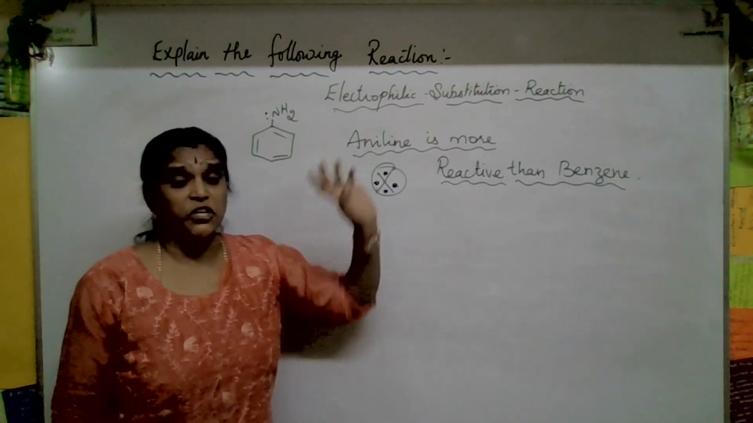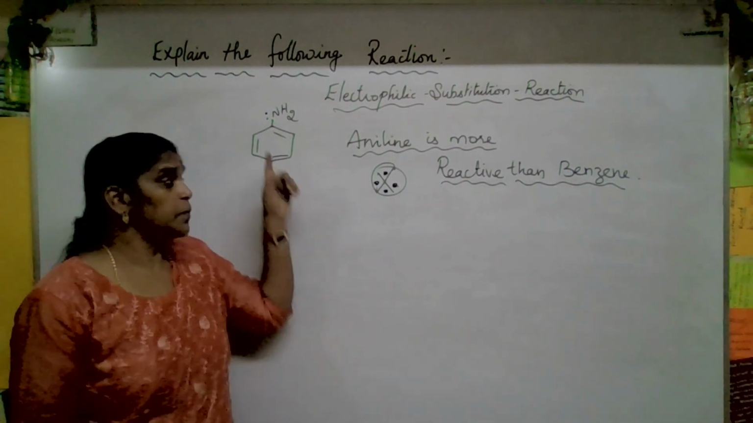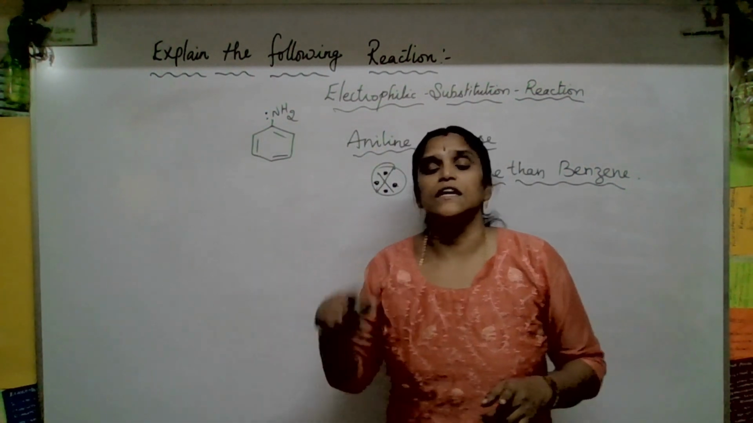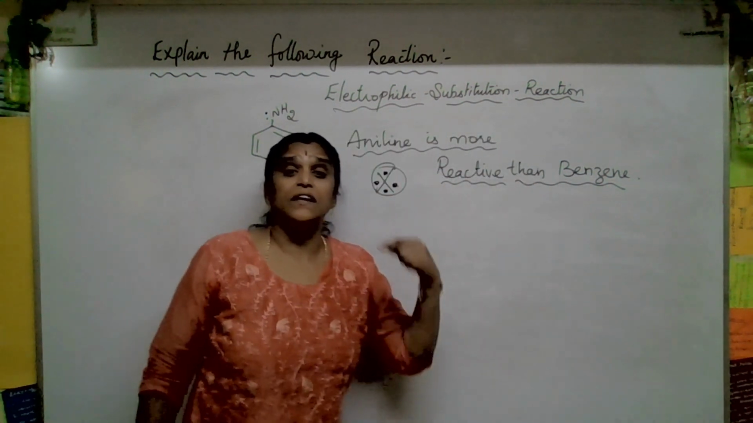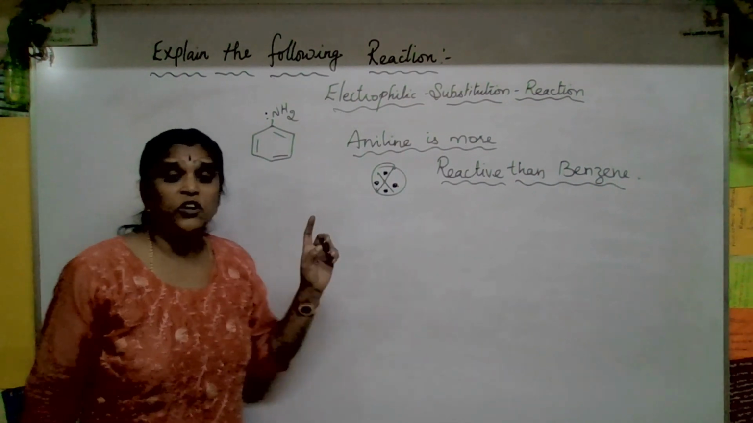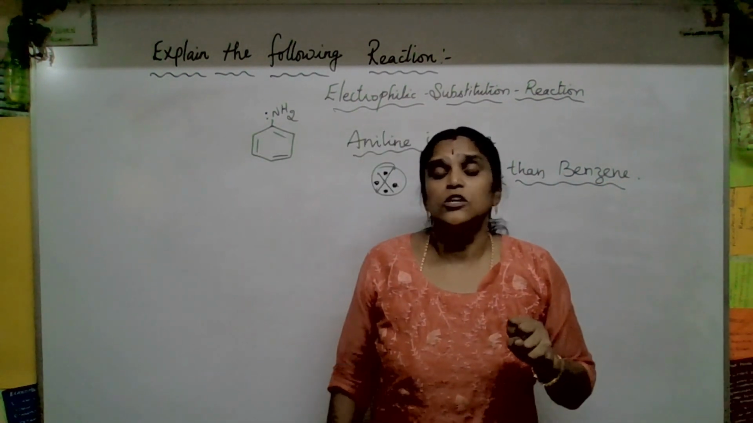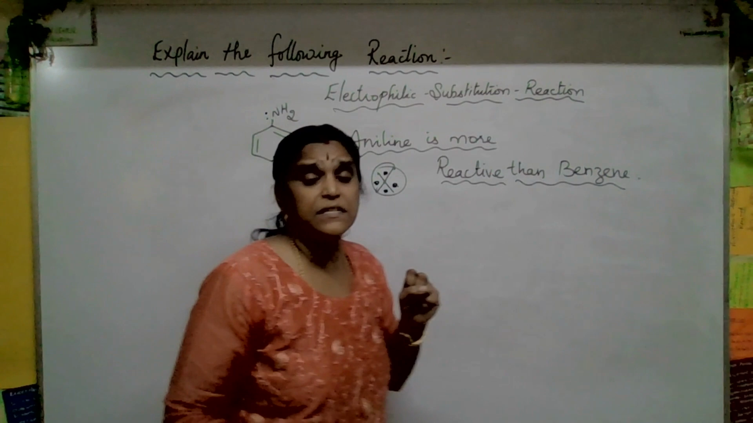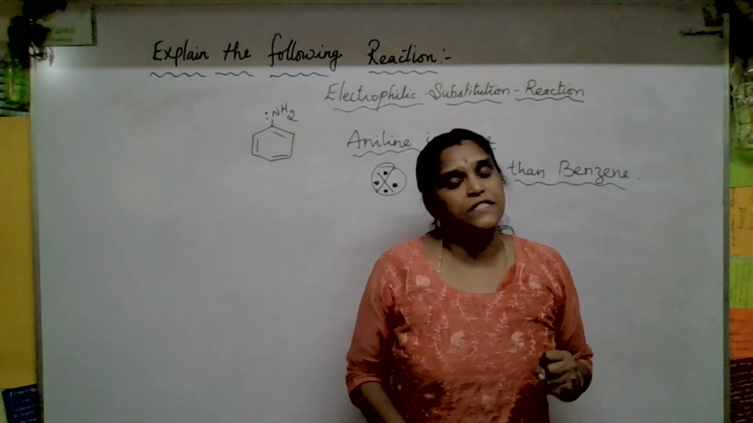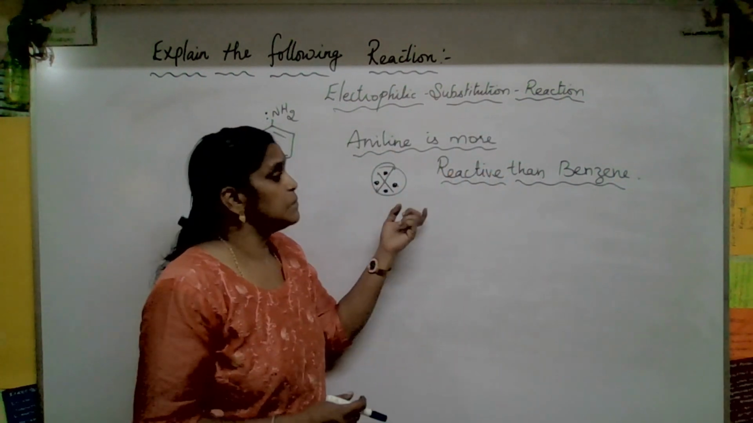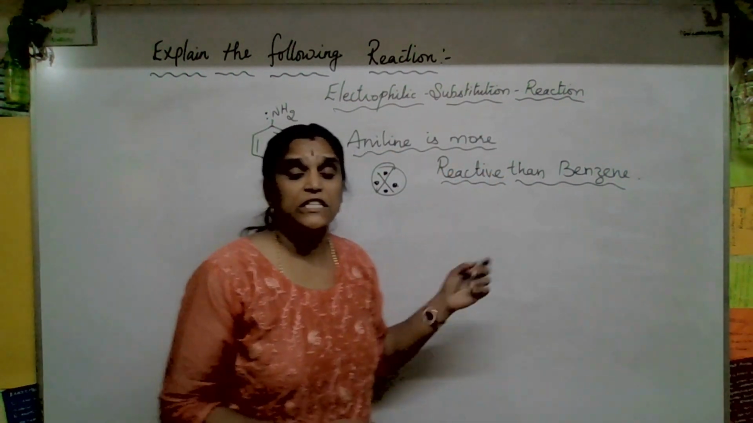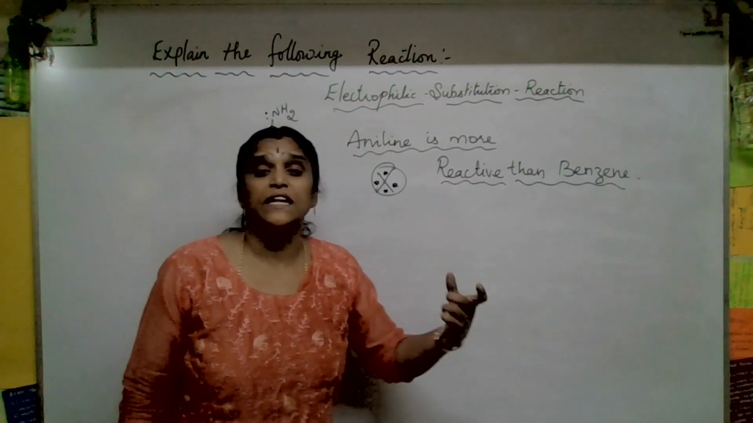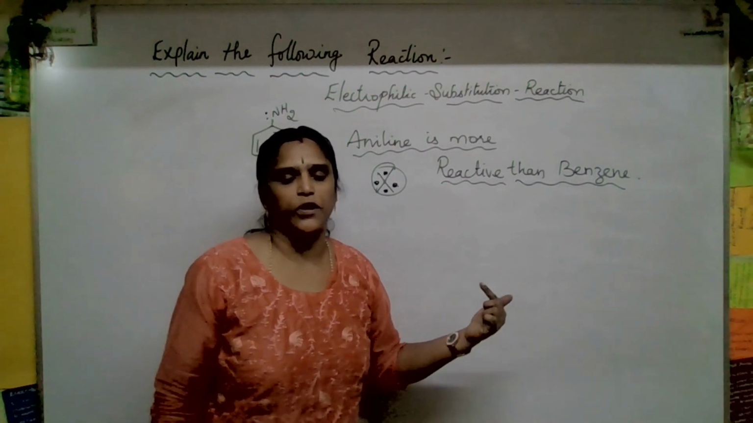Now we are going to see the electrophilic substitution reaction. Aniline has a lone pair of electrons. The lone pair of electrons, instead of donating, is involved in resonance. So the electron density increases on the benzene ring, and naturally it attracts more electrophiles. So aniline is more reactive than benzene toward electrophilic substitution. That is why we call it a directing group or activating group. Hope you're clear with it.